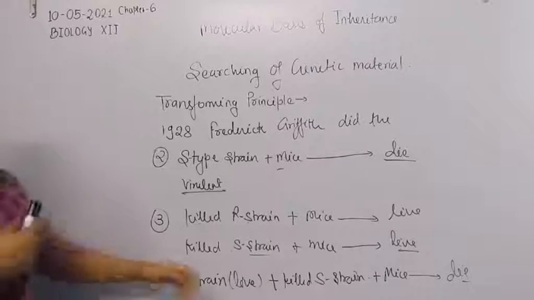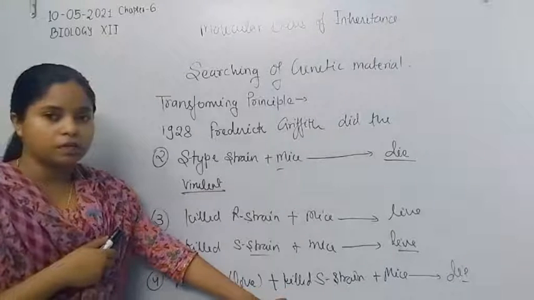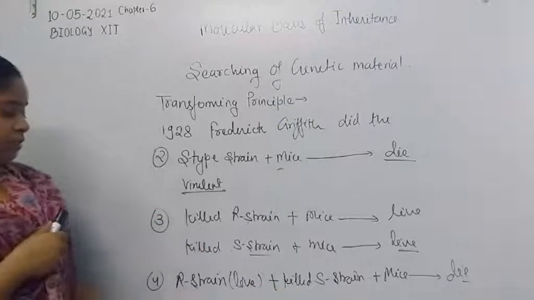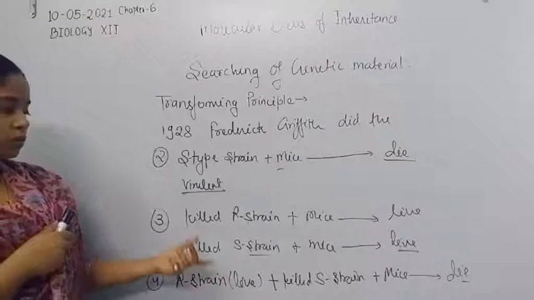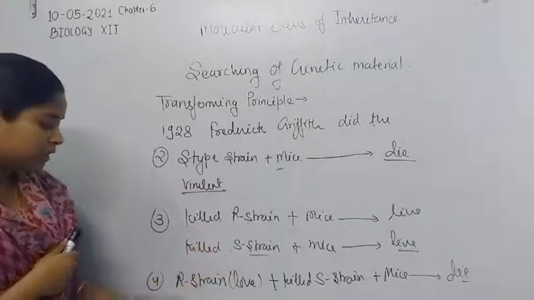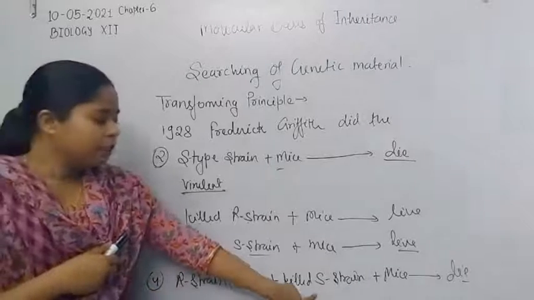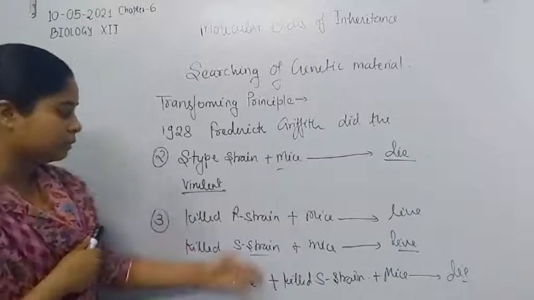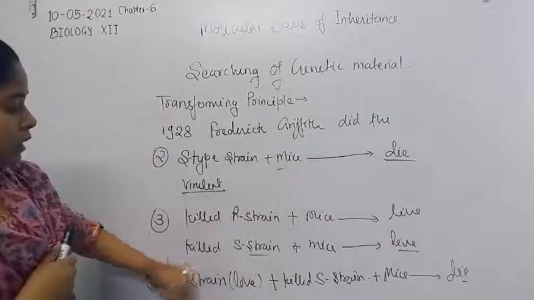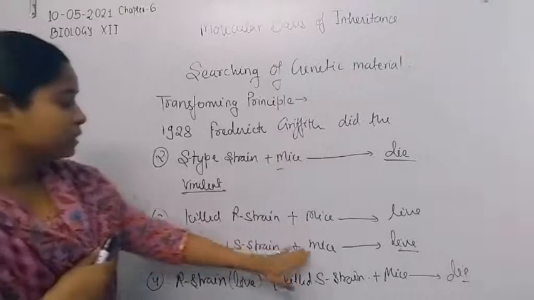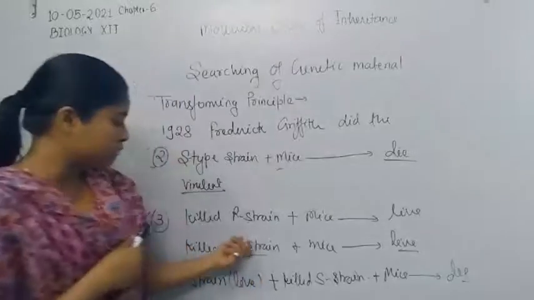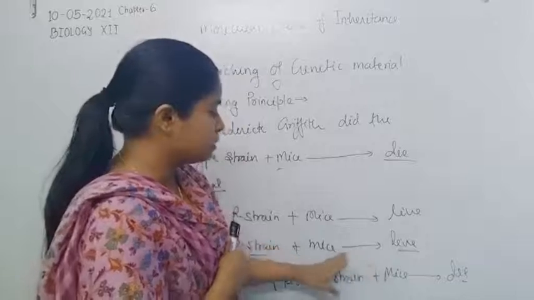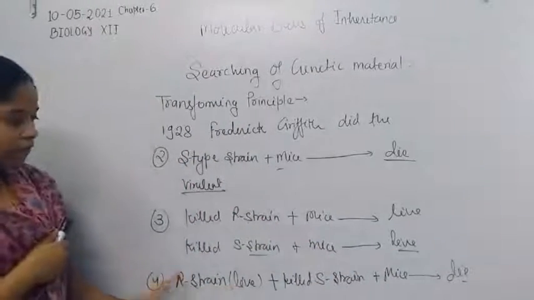What happened? The disease-causing S strain was actually killed by the heating method, but the R strain, which generally was not causing any disease or pneumonia in the mice, is the non-virulent type. The S strain is virulent, but it was killed. So what happened in this experiment? In the previous experiment, when he killed the S strain and injected it into the mice, the killed S strain did not cause any disease or pneumonia. So the mice stayed alive.